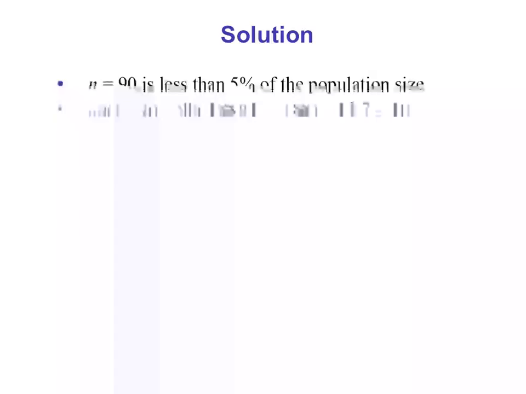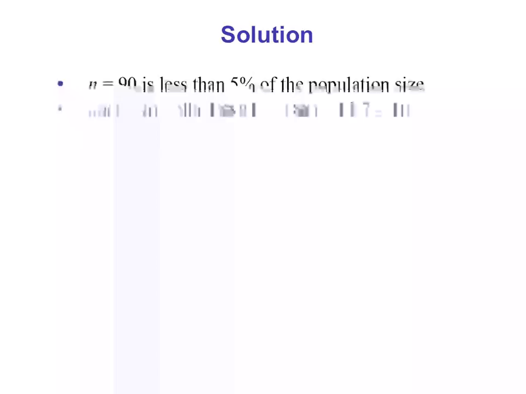So we need independence, which means that we can't have more than 5% of our population in our sample. N equals 90 is definitely going to be less than 5% of our population, so that is fine. In addition to that, n times p times 1 minus p has to at least be 10. So in this case, it's 13.7, which is good. So what we can say is that p hat is approximately normal.